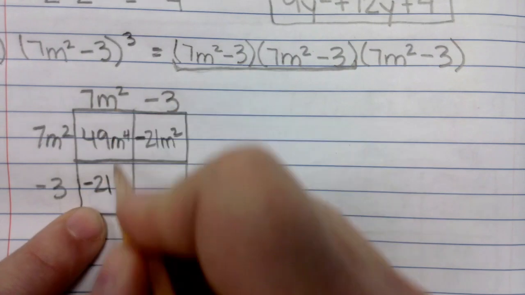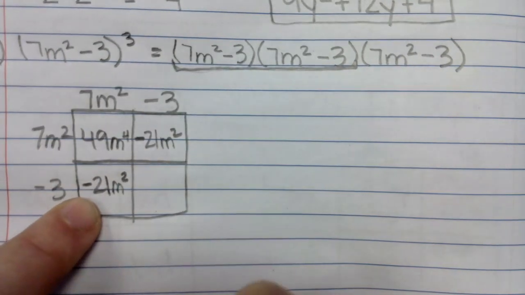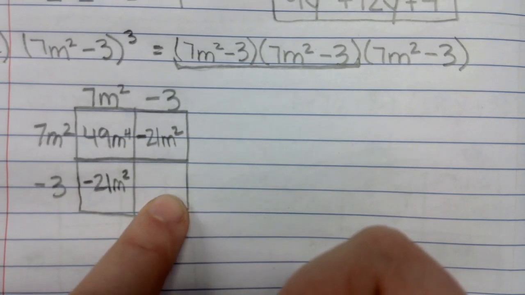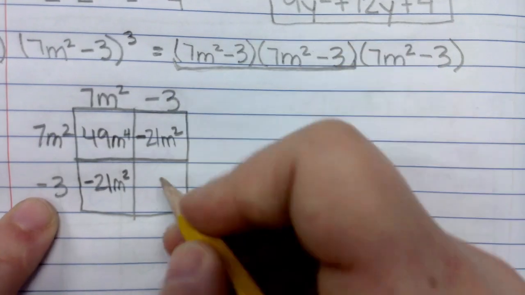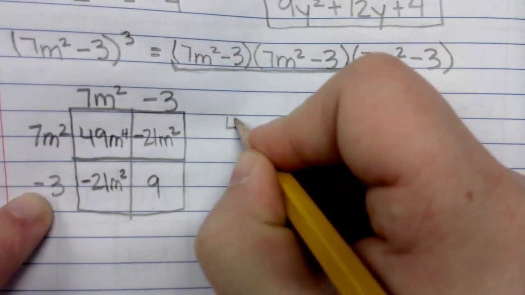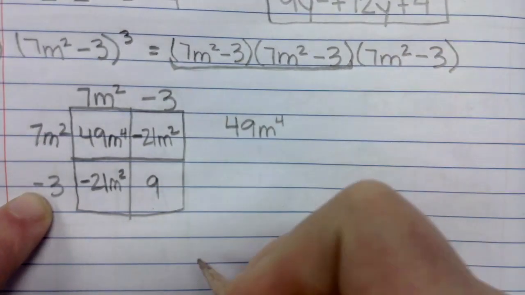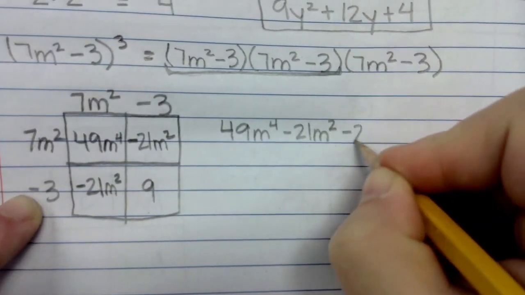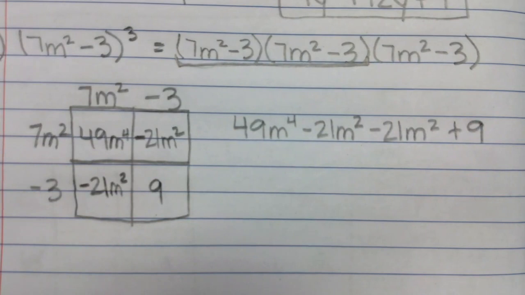So we have m to the 4th power minus 21 m to the 2nd power minus 21 m to the 2nd power plus 9. Minus 21. If you'd rather, you could write it as plus negative 21. Okay, Zach. Shh. All right, which part's going to combine? The negative 21m squared and the other negative 21m squared. What's negative 21 and negative 21 together? Negative 42.